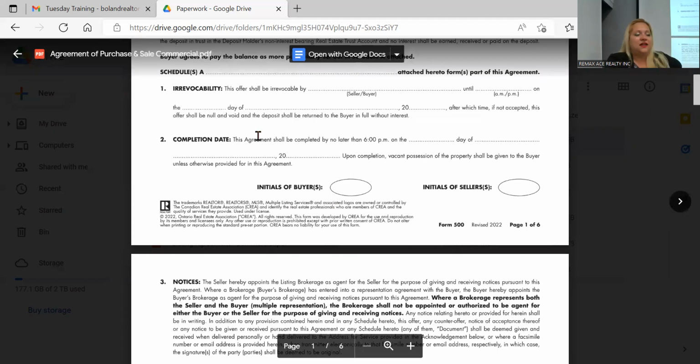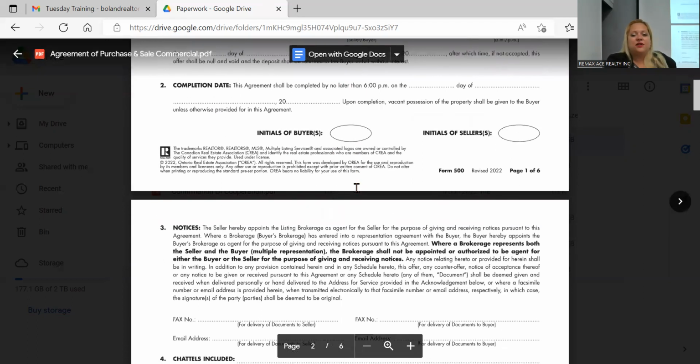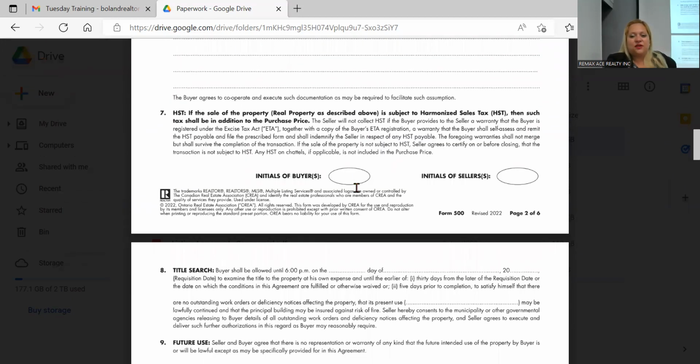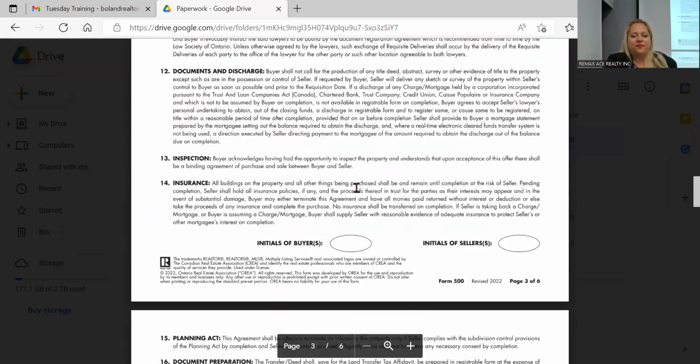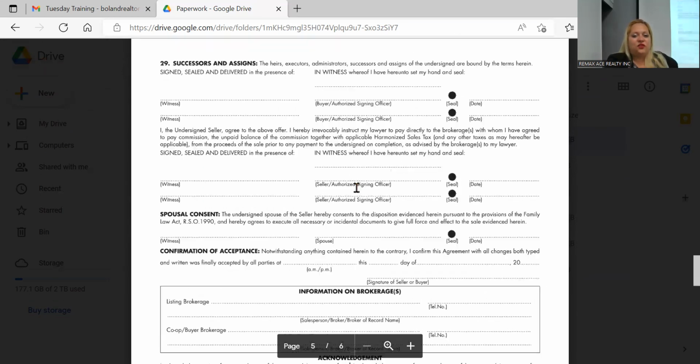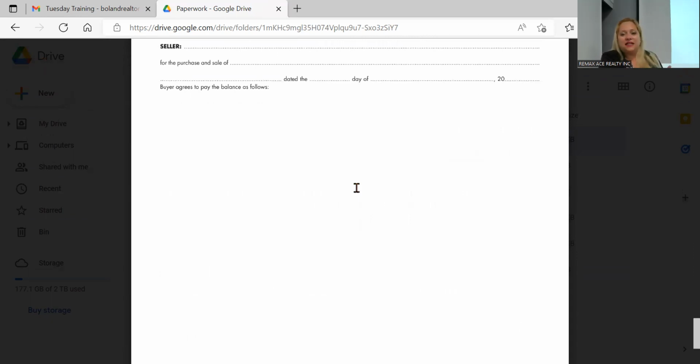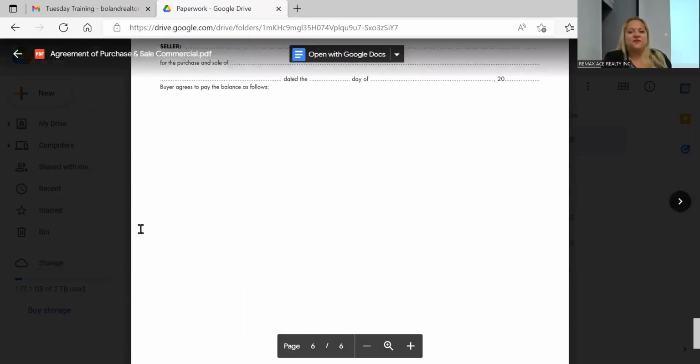Same rules apply for everything. Completion dates, title searches, those have to be done on business days. For the most part, this document is very similar. And again, if you're going over a commercial deal, I have clauses for everything. If you're unsure what to put, if you're doing vacant land, it's a different set of clauses I use. If you're buying just a commercial property, fine, it's a different set of clauses. If it's a commercial lease, it's a different set of clauses. So just reach out to me and I can help you guys walk through.